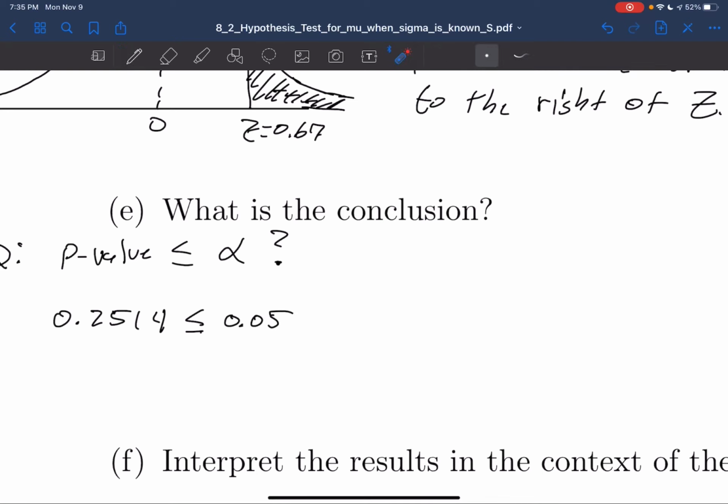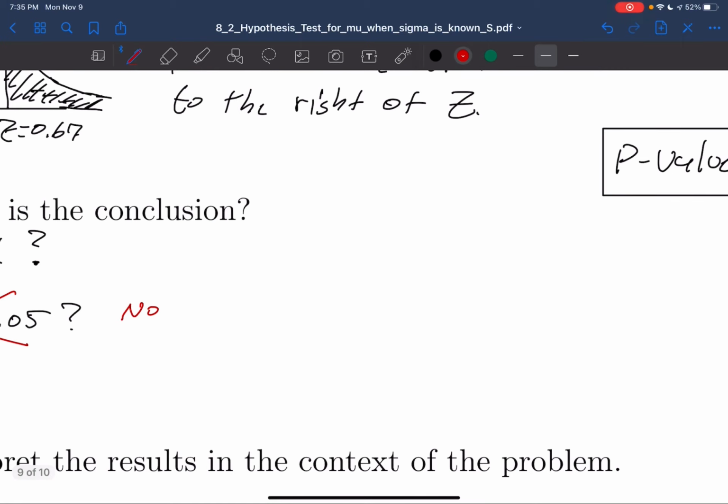So is 0.2514 less than 0.05? Question mark. And of course the answer is no, it is not. So our p-value is actually greater than our significance level, because 0.2514 is greater than 0.05.